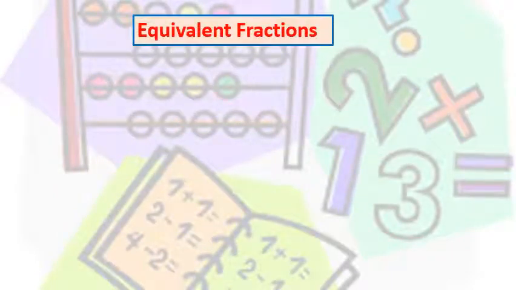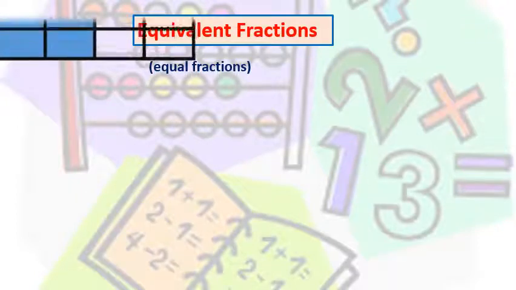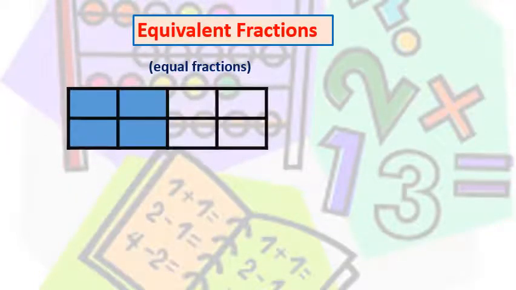Now, equivalent fractions means equal fractions. So if we look at this, the colored part is 4 over 8. As you can see, the blue part is 4 over 8. All of these are divided into 8 parts. We colored 4 over 8.